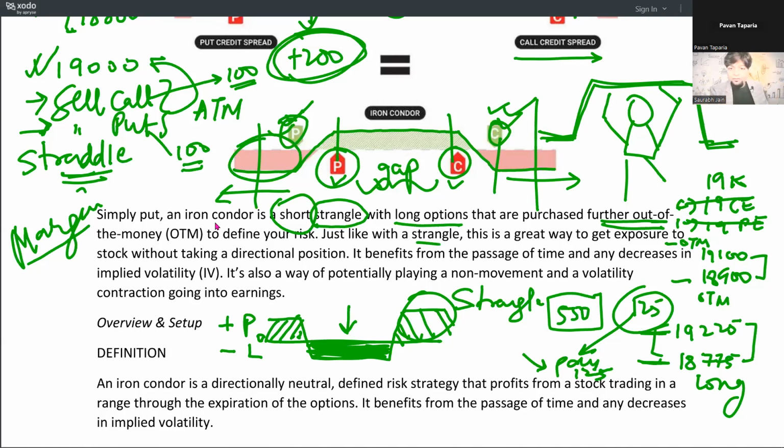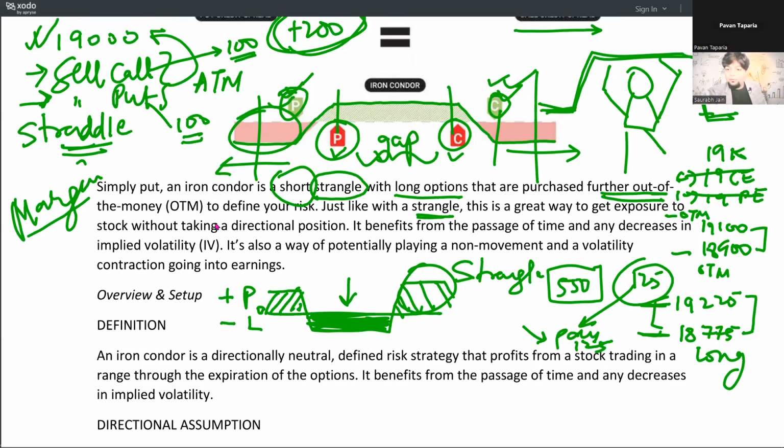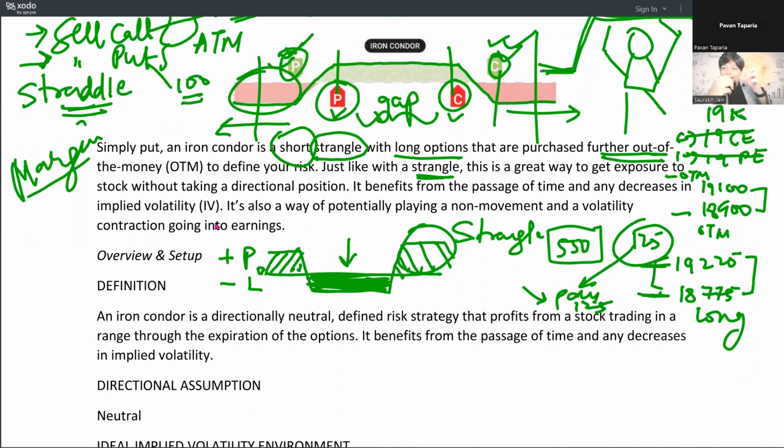Now, just like with a strangle, this is a great way to get exposure to the stock without a directional position. It benefits from the passage of time, which is called theta, because the decay in premium will give you money. You don't need to keep it till expiry.